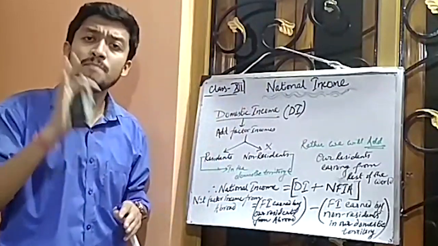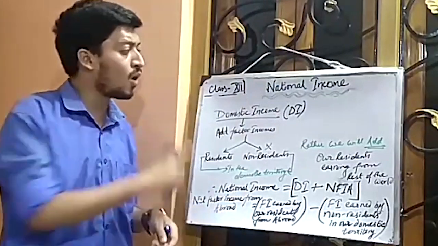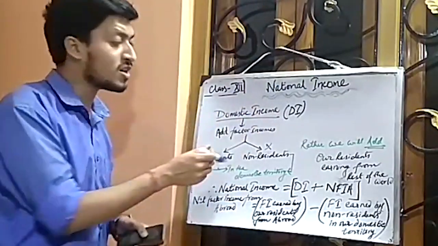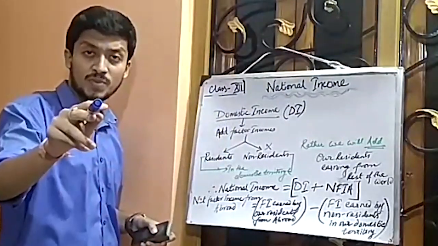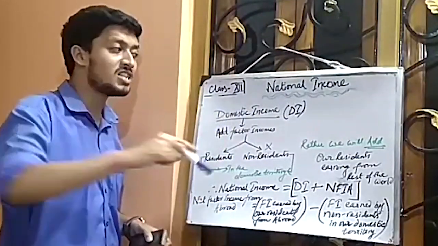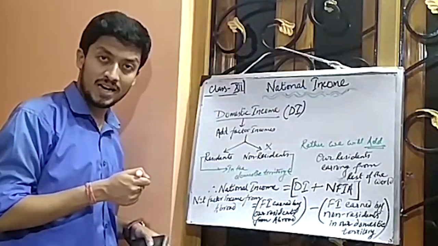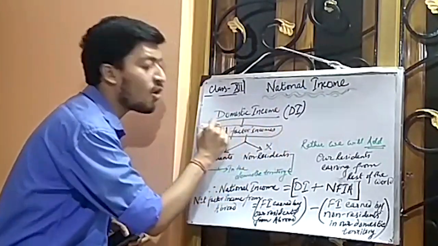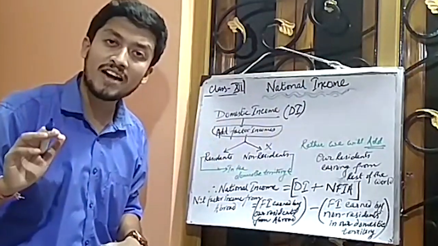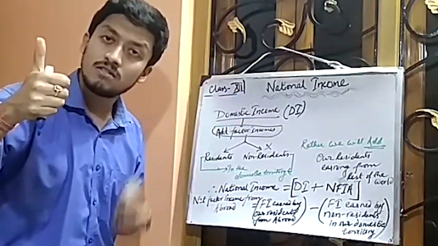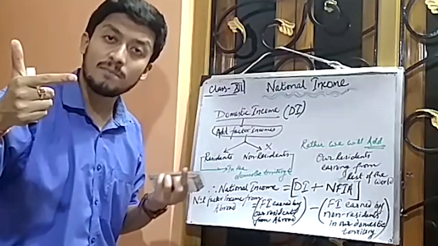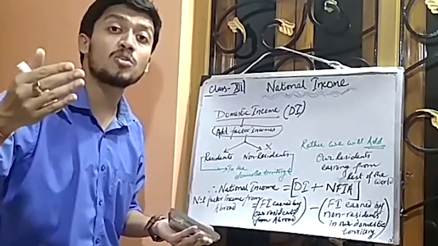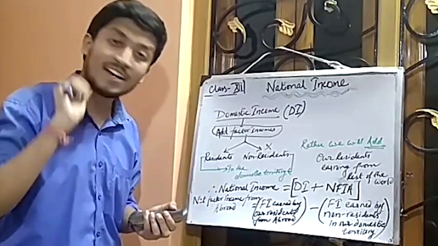Now, if I make a flow chart to understand what the definition of domestic income states, I request my viewers to look here on the board. You have the pause button, so please pause and copy what is written. Domestic income is the addition of all the factor income. What are the factor incomes? Land gets rent, labor gets compensation of employees, capital gets interest, and the entrepreneur earns profit. These are the four factor returns.